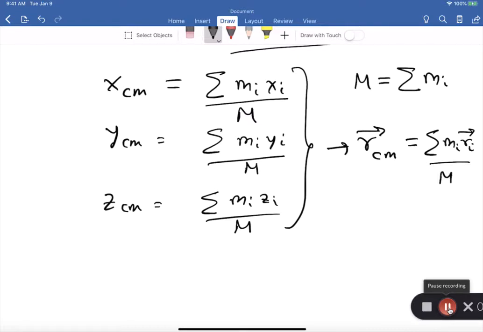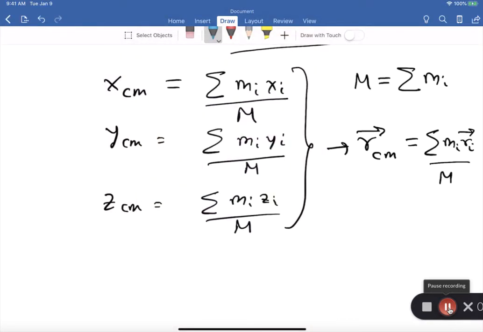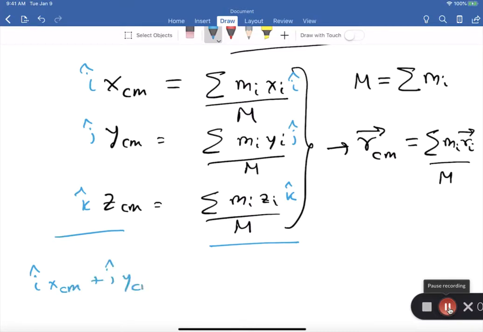To see how this comes about, it's very simple. All you have to do is multiply the first equation by i hat, the second equation by j hat, and the third equation by k hat. Then all you have to do is add up the left sides, add up the right sides, and so you get i hat xcm plus j hat ycm plus k hat zcm on the left side, which obviously is nothing but the position vector of the center of mass, rcm.